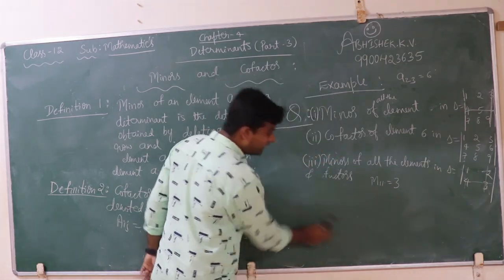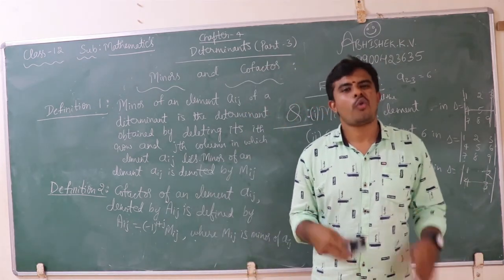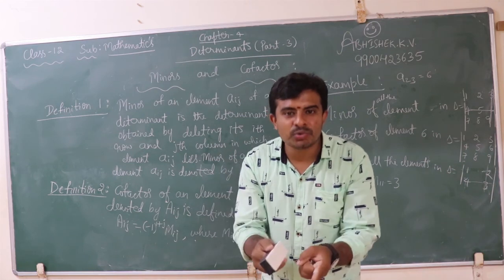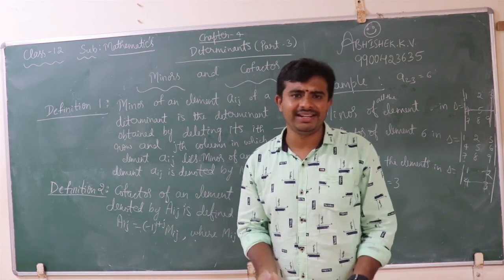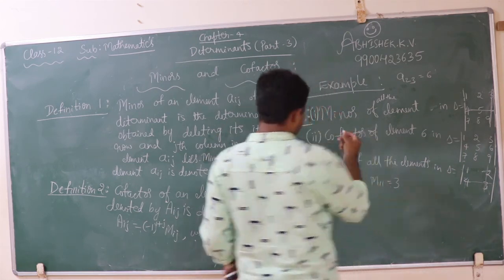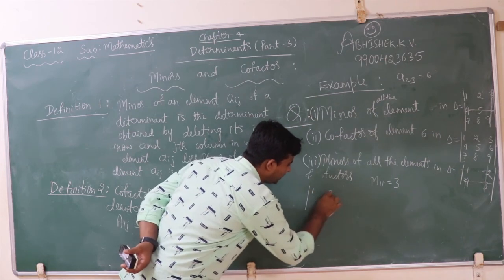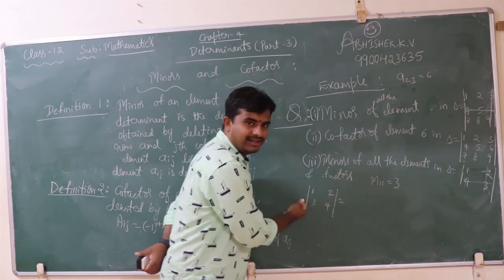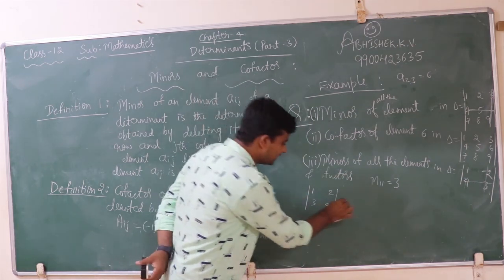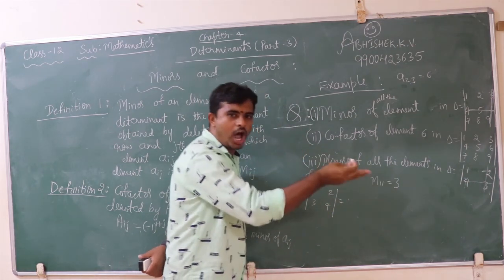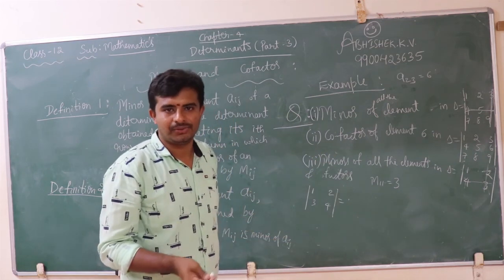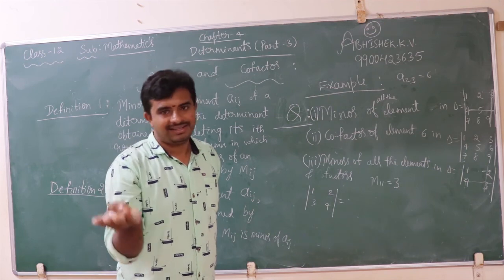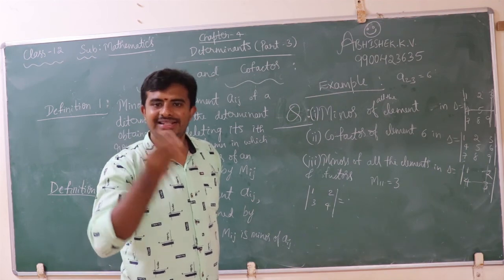Now I move on to the next one, cofactor. Cofactor is nothing but multiplying minus 1 to the power of i plus j. We already did it, right? If the examiner gives a determinant of 1, 2, 3, 4, we already know how to evaluate it. Take expanding along R1, R2, C1, C2. There are 4 possibilities for 2 by 2, and 6 possibilities for 3 by 3: R1, R2, R3, C1, C2, C3.